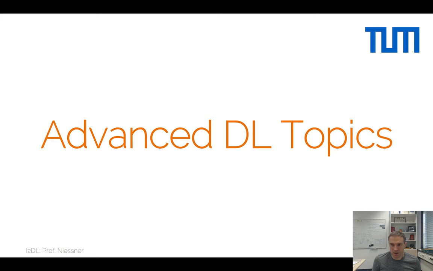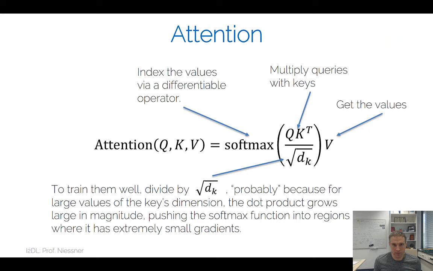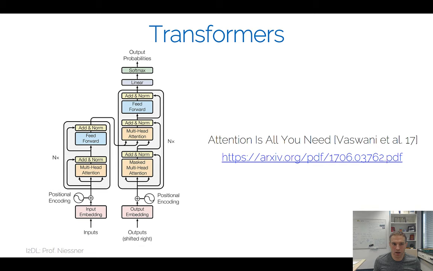With respect to advanced deep learning topics, we've already talked about some stuff in the previous lecture. We've talked about attention and how this concept is so important and critical right now in modern architectures. The one architecture that is particularly important is the transformer architecture, from the extremely famous paper Attention Is All You Need, which is now essentially the basis of all kinds of large language models such as ChatGPT, GPT-4, and stuff like that.